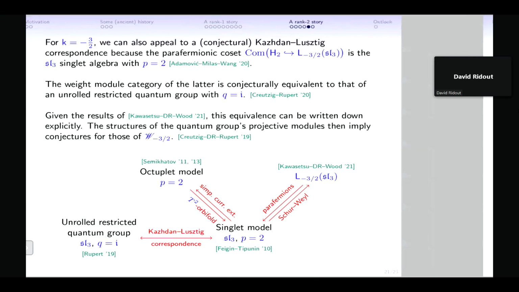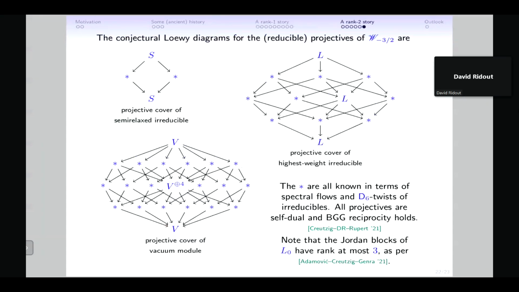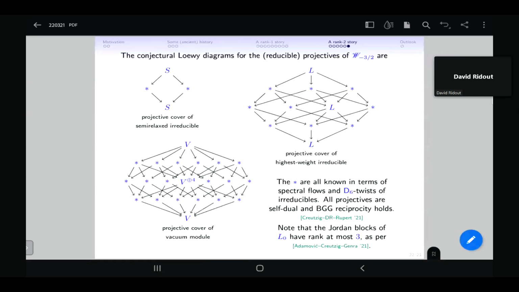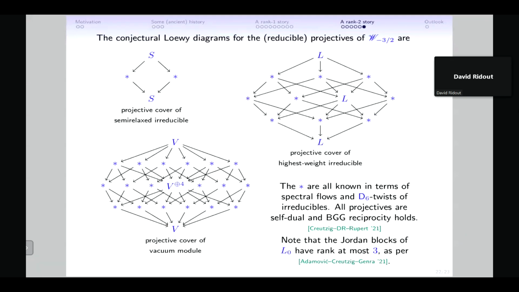Well, I've drawn them out just to kind of scare you. So you get projective covers, which look very much like the SL2 ones, and this is what you get if you take the projective cover of one of these semi-relaxed irreducibles. These are the middle irreducibles in the classification theorem. But if you take a highest weight module, one like this, called L, or the vacuum module, then you end up with different structures entirely. And these projective covers are much, much more complicated.